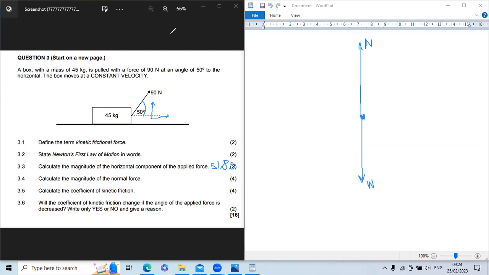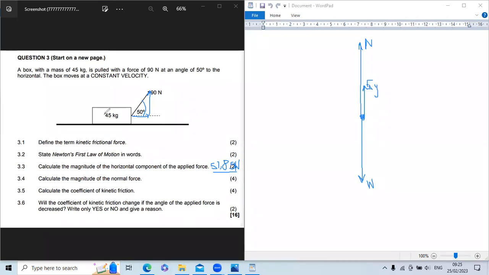Let me just draw them on the diagram. It's going to have a vertical component, which is going to be from here all the way up there, and a horizontal component, which is this one. So we found our horizontal component, which is 57.85 newtons. Now we have to find our vertical component. I'm just going to say force applied Y.